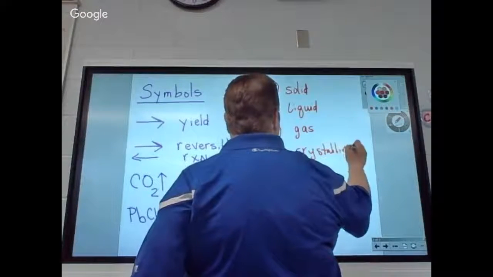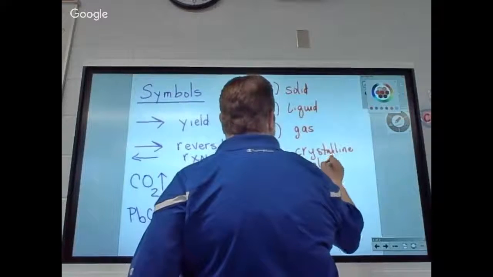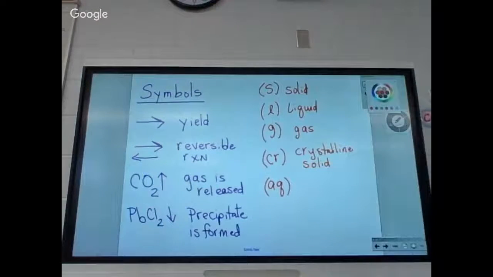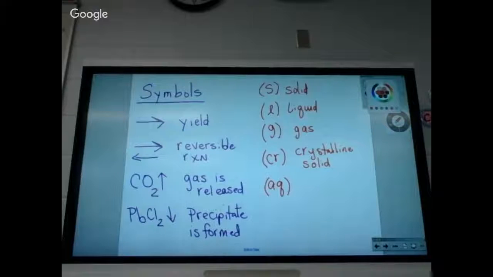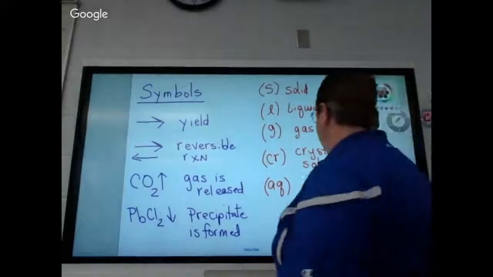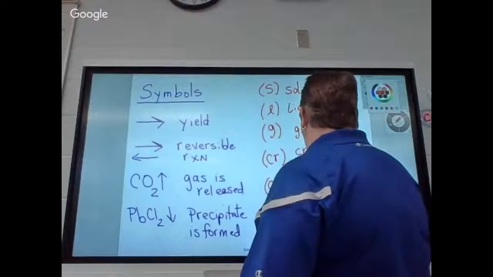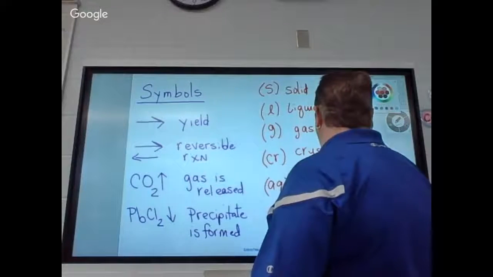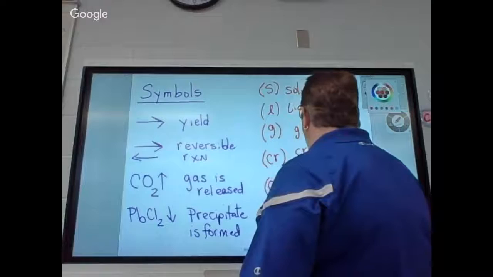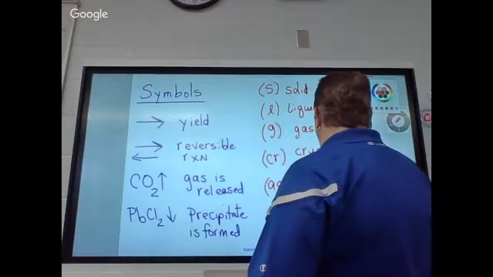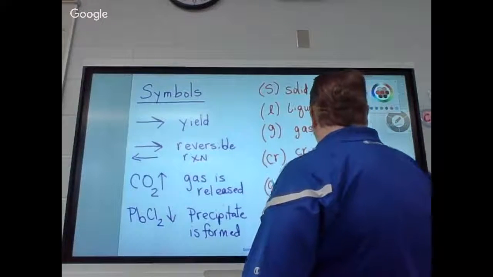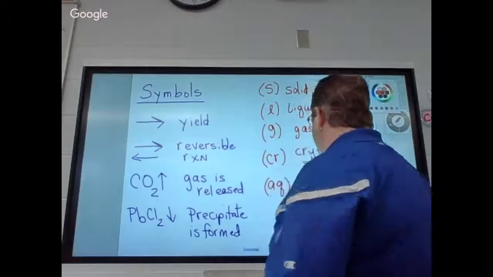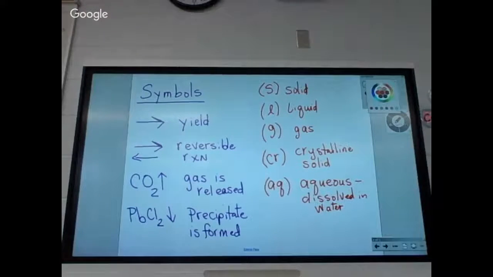Now, there are 2 types of solids we will talk about later in the semester, and crystalline is one type. This is like salt or sugar, as opposed to amorphous, which is like wax or plastic. AQ is one that everybody always struggles with, and it's one that we use all the time in our everyday lives. It means aqueous, which means dissolved in water. Now, the only thing that we use that's not aqueous is literally water.